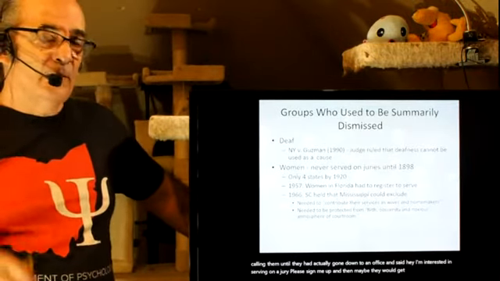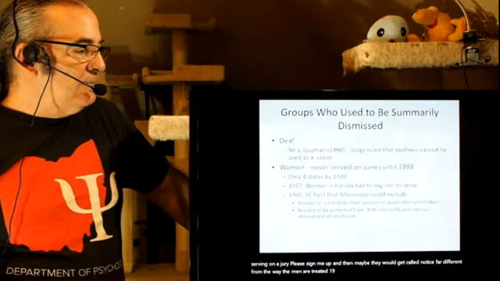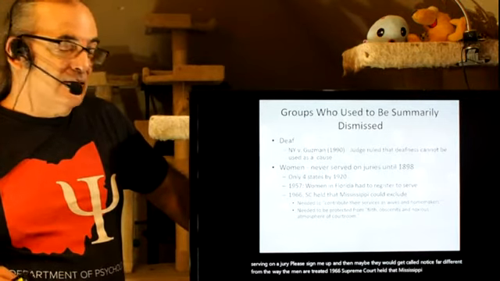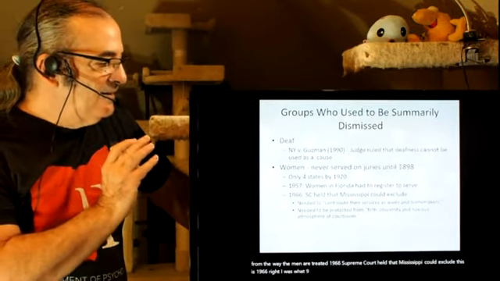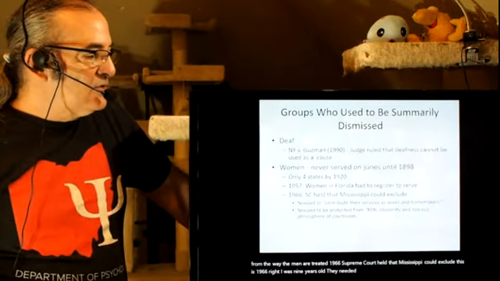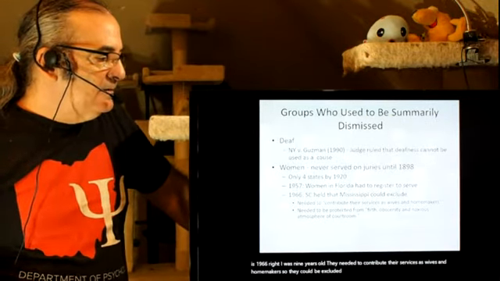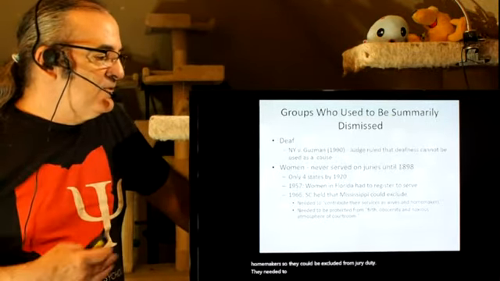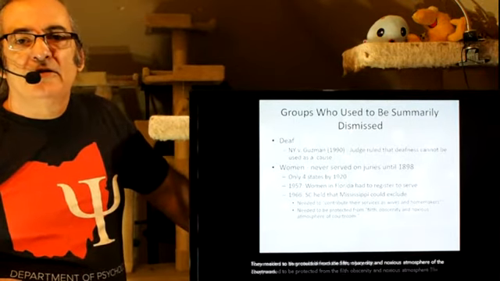Notice, far different from the way the men are treated. 1966, Supreme Court held that Mississippi could exclude, and this is 1966, right? I was 9 years old. They needed to contribute their services as wives and homemakers so they could be excluded from jury duty, right? They needed to be protected from the filth, obscenity, and noxious atmosphere of the courtroom. And what kind of prejudice do we call this?